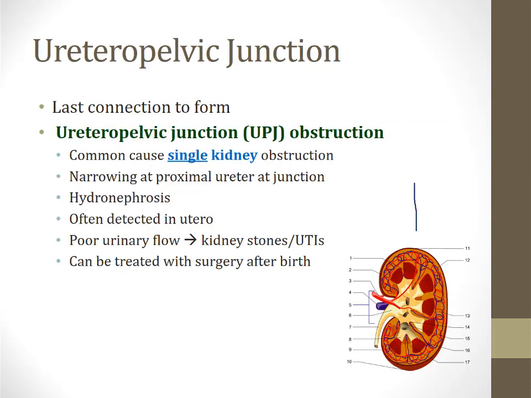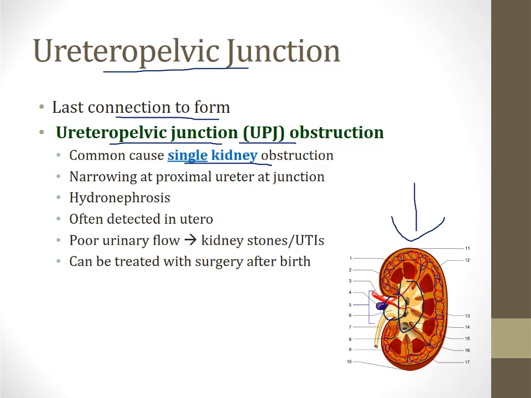If you look down at this drawing of the kidney on the right, this is the pelvis of the kidney, and this is where the ureter attaches to the pelvis. This is called the ureteropelvic junction, and this is the last connection to form in utero of the urinary collecting system. And sometimes it does not form properly, and that leads to ureteropelvic junction or UPJ obstruction. This is a common cause of single kidney obstruction. So if you read a board question where one kidney is obstructed and swollen, that could be a UPJ obstruction. If both kidneys are swollen, it's probably something else.